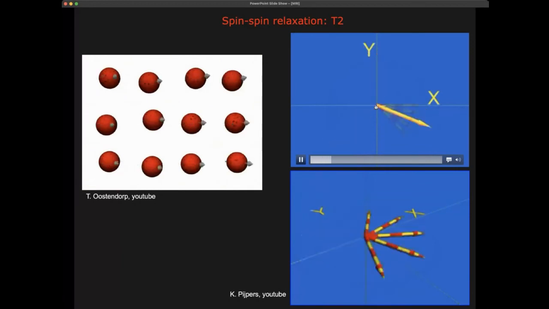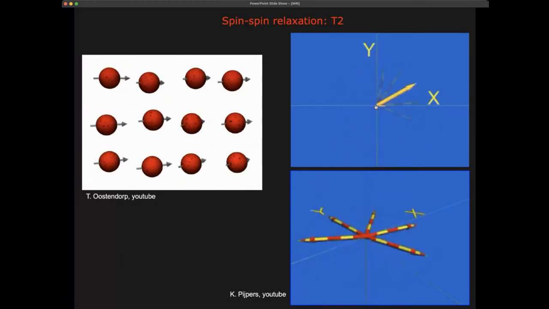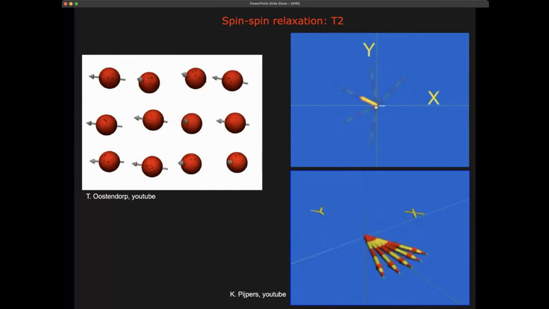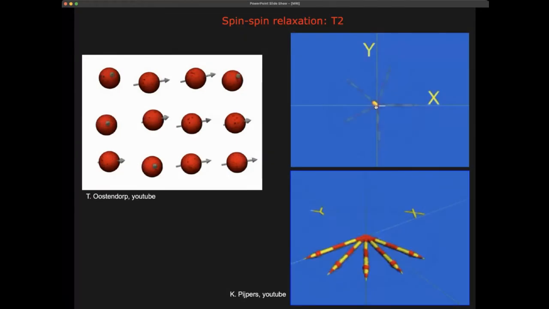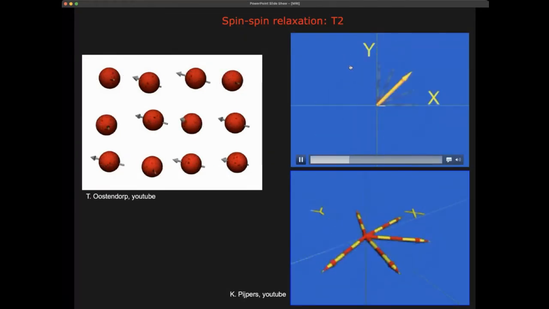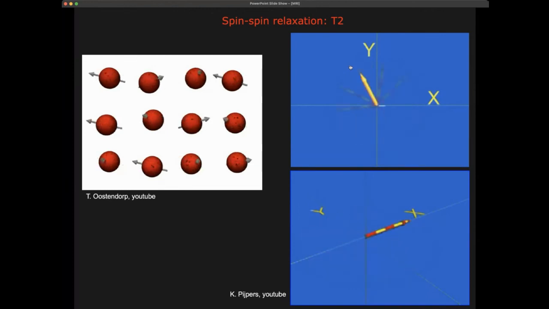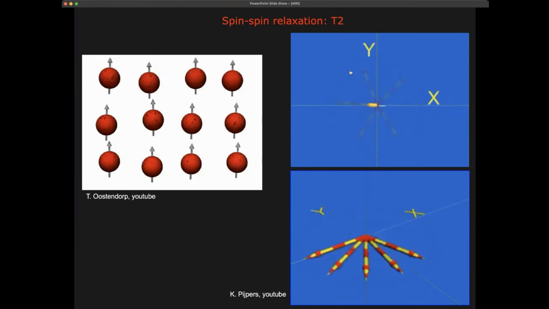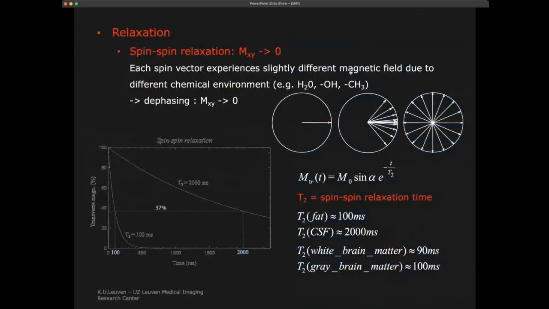Because if they're totally dephased, there is no turning together anymore, and the resulting vector becomes zero. So if we flip this vector 90 degrees, and we let it rotate for a little bit in this XY plane, the amplitude of the vector in the XY plane becomes smaller and smaller and becomes zero at some point. So that's actually what we call T2 relaxation.